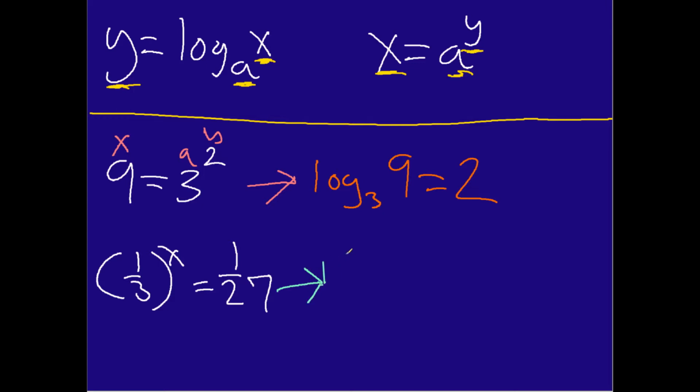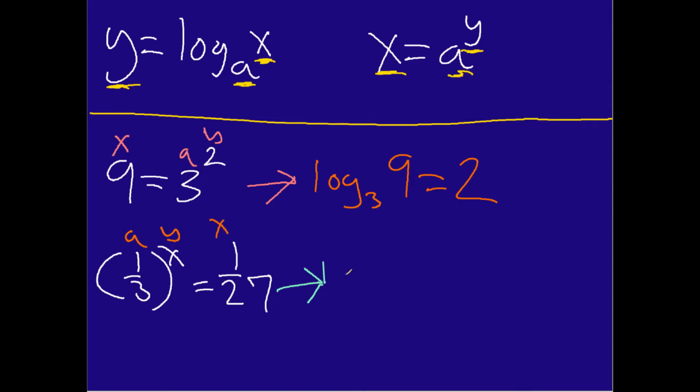So now we want to convert this. We know that it's going to be log something. So the x is going to be like my y in this example, and the 1 over 3 is going to be my a, and then this 1 over 27 is going to be my x.